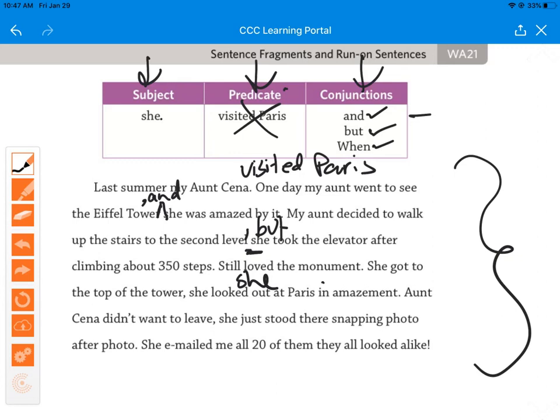Nothing's wrong with that. And the last one, Aunt Sina didn't want to leave. She just stood there and snapped photo after photo. So right there we need a conjunction. Aunt Sina didn't want to leave, and she just stood there snapping photo after photo. She emailed me all 20 of them. They all looked great, or alike. Those are two compound sentences, so we could add but, comma, but they all looked alike.